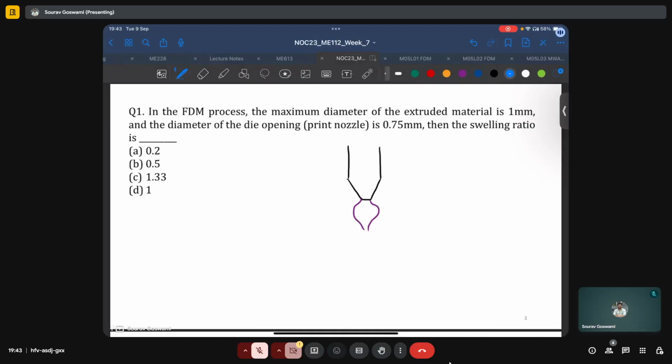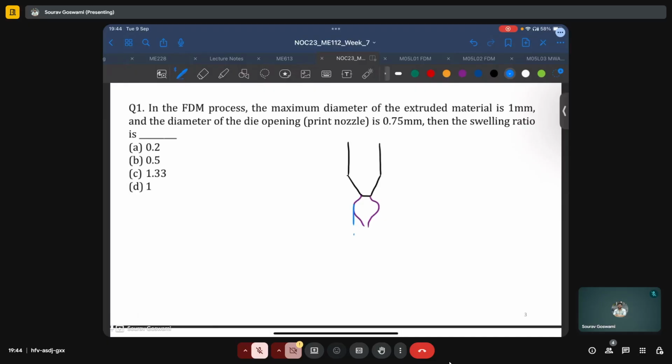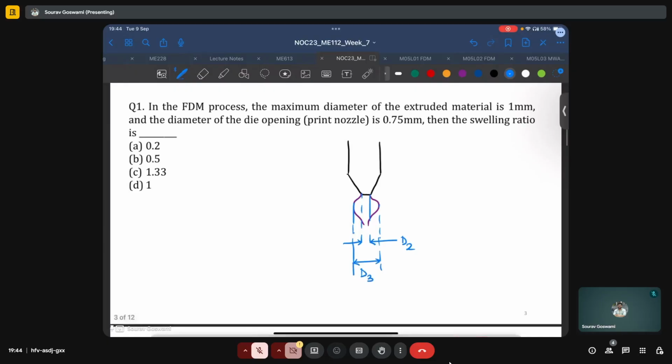We are asked to find the swelling ratio, which is the ratio between D2, which is the die opening or the diameter of the print nozzle, and the maximum diameter of the bead, which is D3. S is equal to D3 by D2.